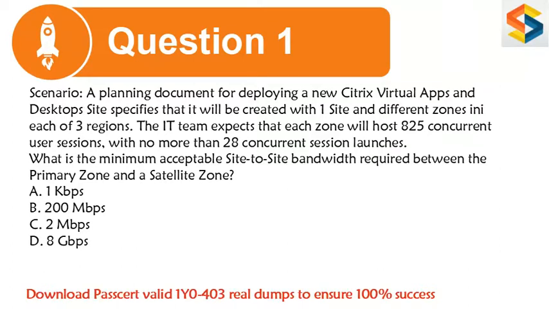A. 1 kilobit per second. B. 200 megabits per second. C. 2 megabits per second. D. 8 gigabits per second. Answer: C.